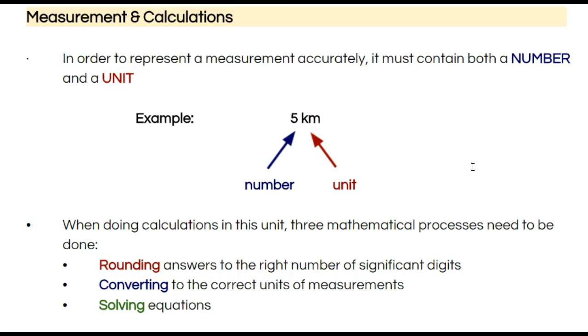So there are three key processes that need to be performed or thought about while you're working through problems. You need to make sure that any answers or responses that you give are rounded to the appropriate number of significant digits. You need to make sure that prior to solving a problem, you've converted to the dimensions that are appropriate for that formula, and that you have the ability to isolate and solve for a particular variable in a given formula.